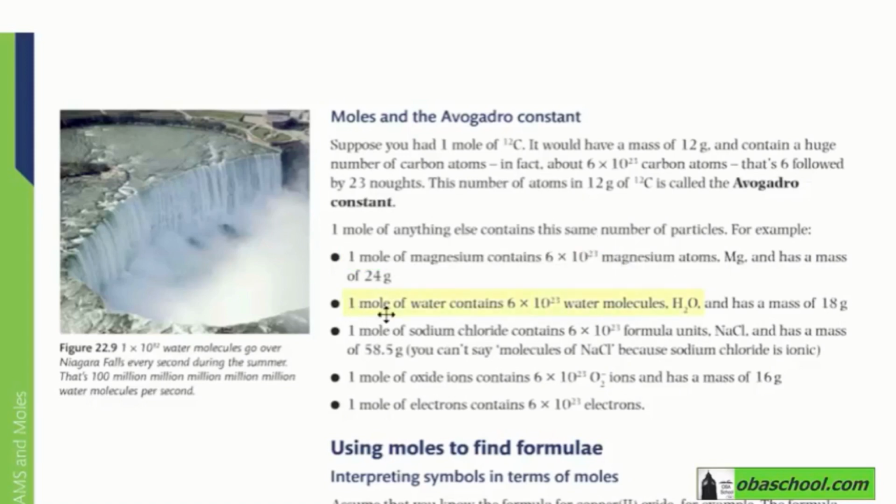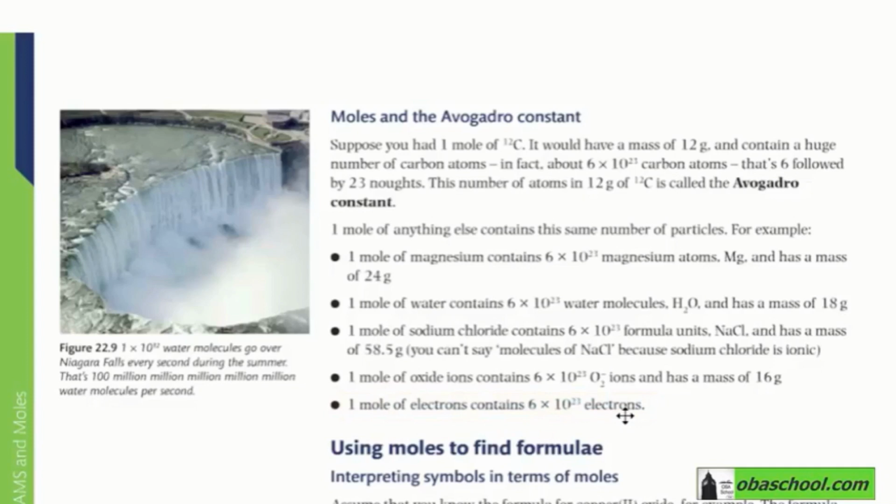1 mole of water contains 6 times 10 to the power 23 water molecules. 1 mole of sodium chloride contains 6 times 10 to the power 23 formula units. 1 mole of oxide ions contains 6 times 10 to the power 23 oxide ions. And 1 mole of electrons contains 6 times 10 to the power 23 electrons.